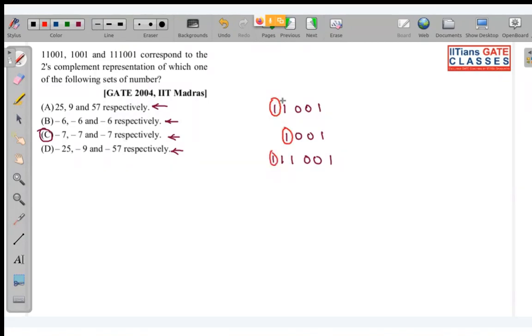So in all the three numbers you can see that the sign bit is 1. So all the three numbers are negative. So either it will be option B, option C, option D. We need to check now. So these are in 2's complement.